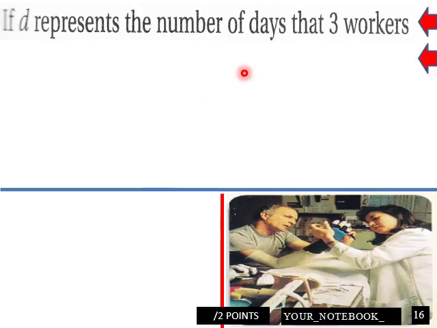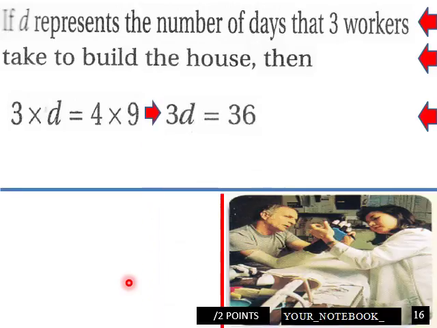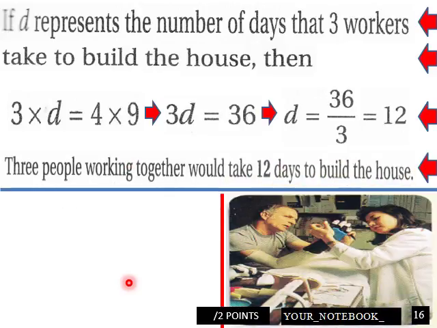If D represents the number of days that 3 workers take to build a house, then 3 times D equals 4 times 9. 3D equals 36. D equals 12 days to build the house. That would be an inverse situation there.